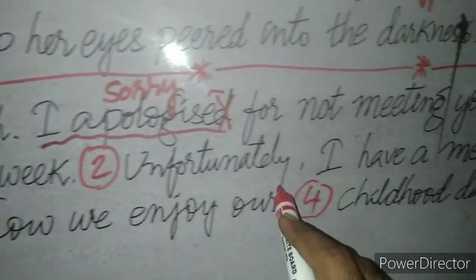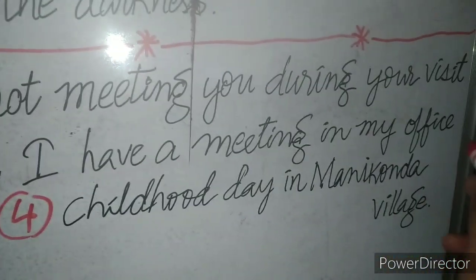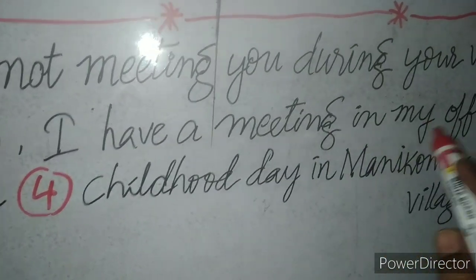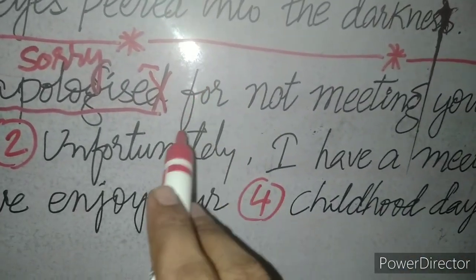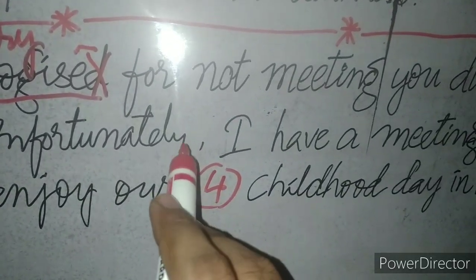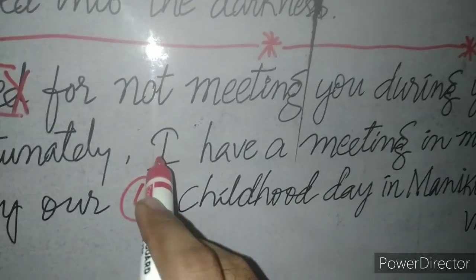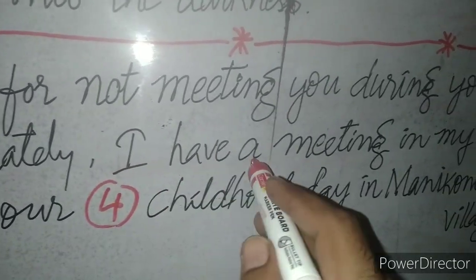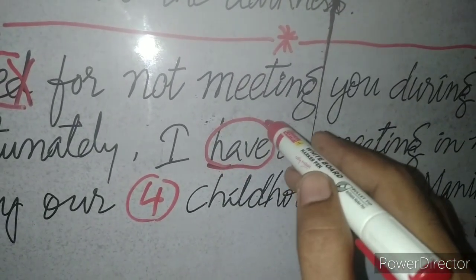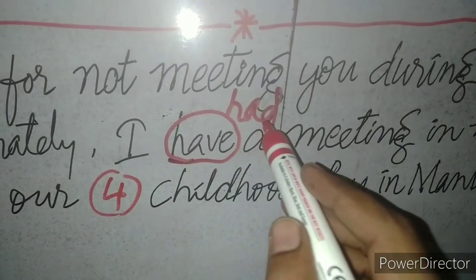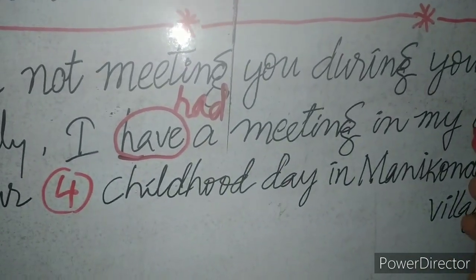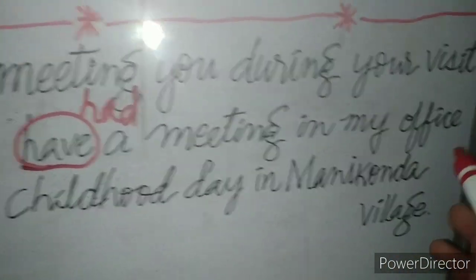Now the second, unfortunately I have a meeting in my office. Actually he wrote a letter to apologize. He mentioned unfortunately here. Unfortunately means a reason. What is the reason? I have a meeting in my office. Here I gave have, but the answer is I had a meeting. I had a meeting. That's why I could not meet. That is his intention. I had a meeting in my office.